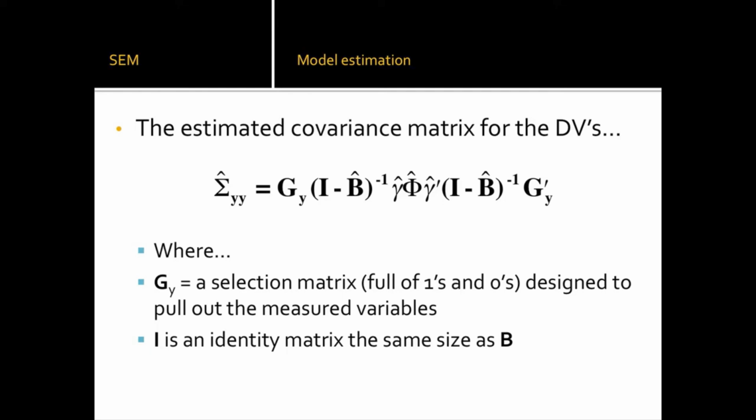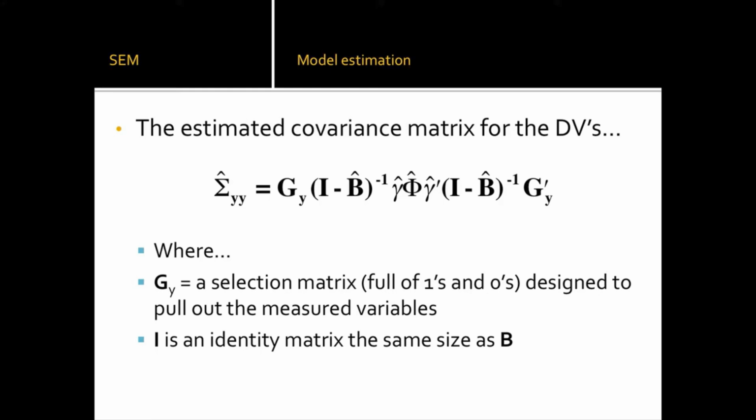And then you've got these G matrices out on the side. The G is a selection matrix full of ones and zeros designed to pull out the measured variables. That's like taking some of the betas, but not all, is my quick summary of what's going on there. So you're taking some of the betas, squaring them, and then taking the inverse of them. So anyway, that's generally what's happening there.